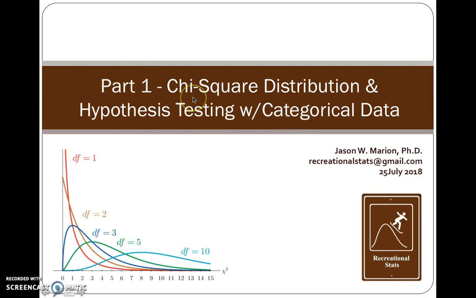The most common method we will learn about is the chi-square distribution. The chi-square distribution is used for chi-square testing, and as you can see, it takes on different shapes depending on the number of degrees of freedom, so how many things you're comparing. Also, the chi-square distribution obviously does not look like the normal distribution. It takes on a different shape.